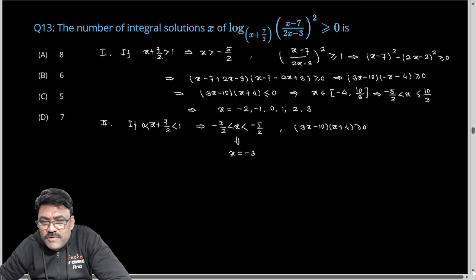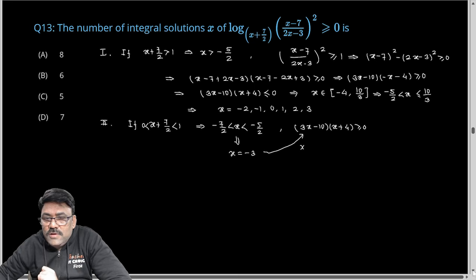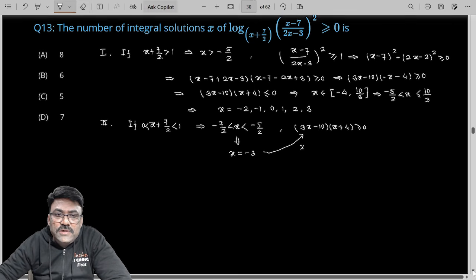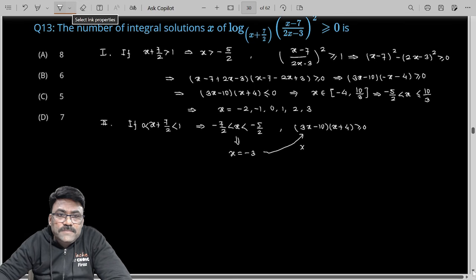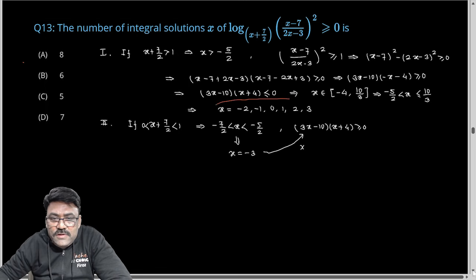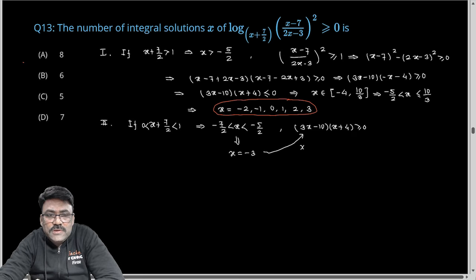And you can see whether minus 3 satisfies this or not. If I put x equal to minus 3, it doesn't satisfy this because the first bracket is negative, second bracket is positive. So it doesn't satisfy the inequality. So that means the only integers which satisfy this are these 6 integers. So only these 6 integers satisfy the given inequality. Means 6 should be the correct answer here.